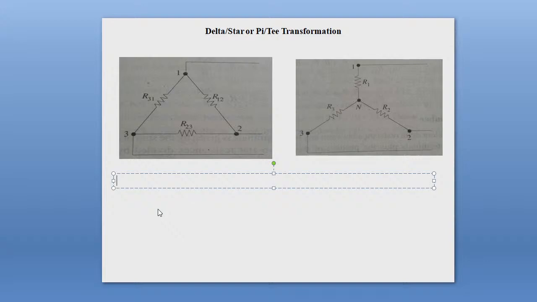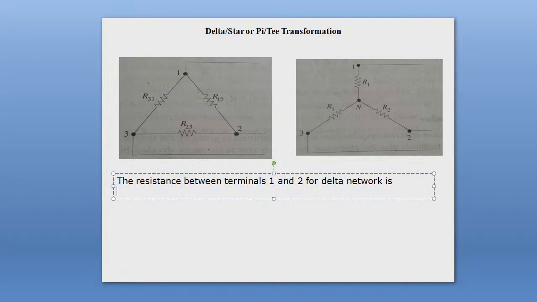So the resistance between terminals 1 and 2 for delta network is how much? You tell me. You will see a parallel combination of R12 and the series combination of R31, R23.